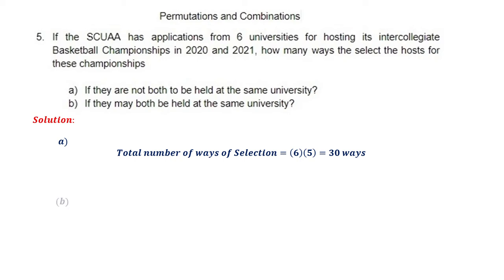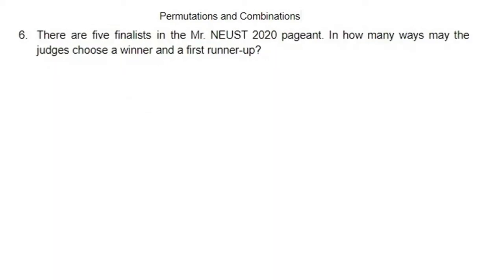Pero sa letter B, di ba? Actually, that's 36, hindi yan 35. 6 times 6 is 36 ways. Nagkamali lang ng pagta-type pala, I mean. Typo lang yan, 36 yan. Kasi nga, at the same time, pwede sila mag-host. So, 6 na universities yun. So 6 times 6, 36 yun.